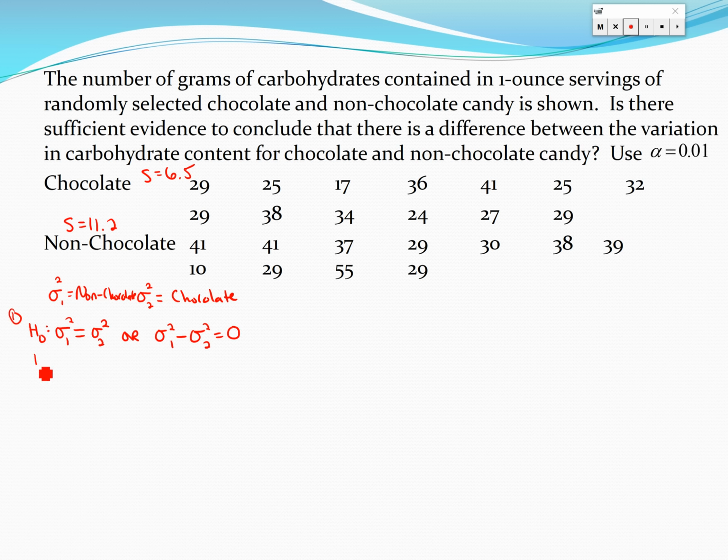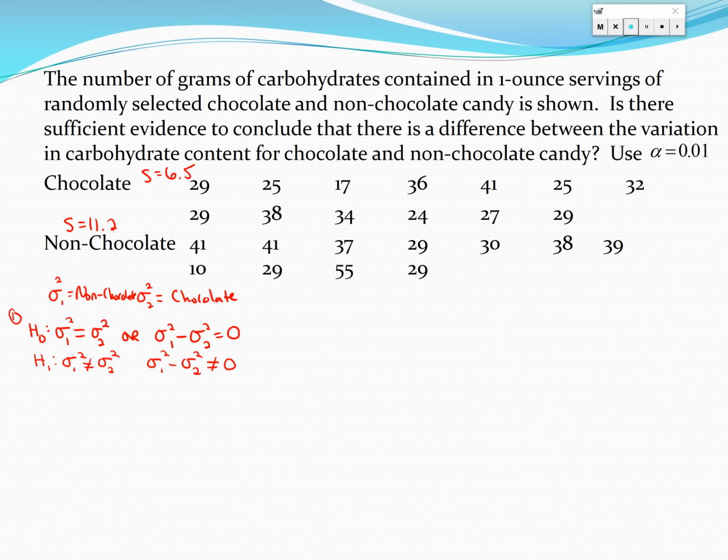The alternative hypothesis, all we want to know, is there enough evidence to conclude that there is a difference? There's not a specific difference given of that it's greater than or less than. So we just go the not equal, just showing that there would be a difference. Again, you can state those either way, with the differences or without. That's fine.